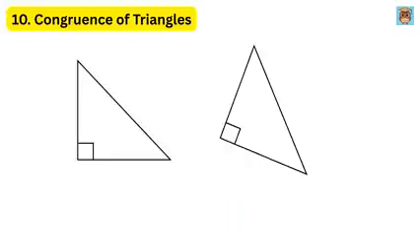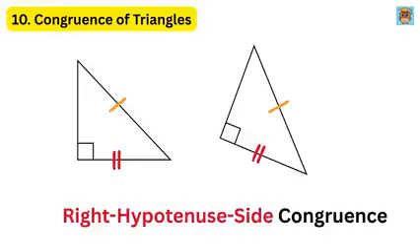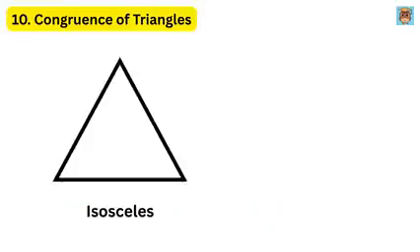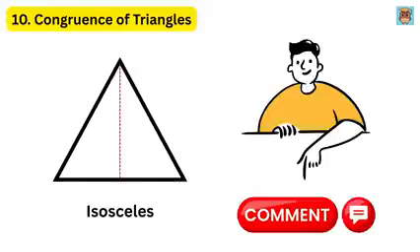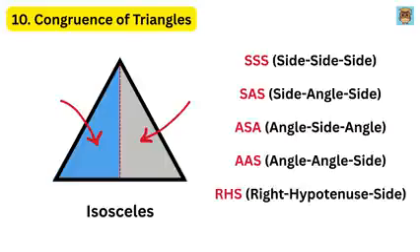And if two right triangles have the same hypotenuse and one leg, it is called right hypotenuse side congruence. Now, if this is an isosceles triangle, and this is the height of this triangle, then tell me in comments whether both these triangles are congruent or not. Also, let me know which of these rules you have used to prove the same.